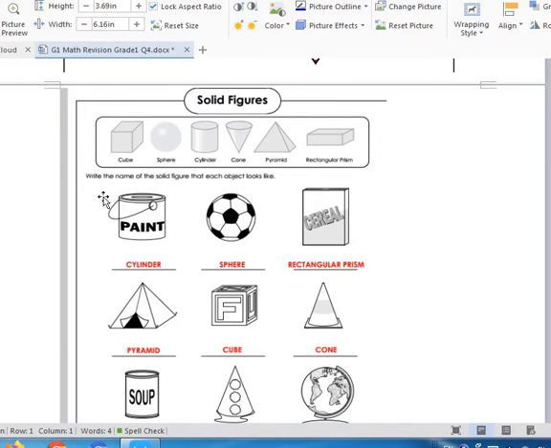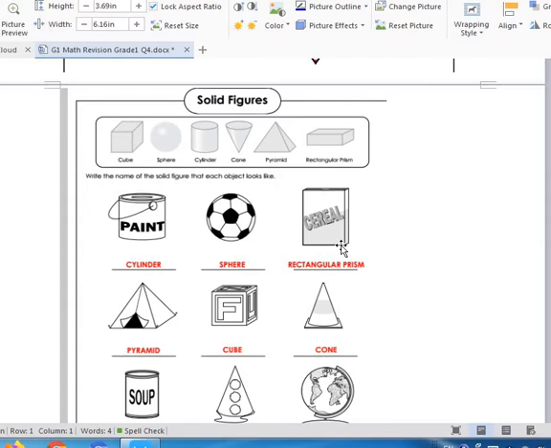Here I have, write the name of the solid figure that each object looks like. I have here the paint can. It's in the shape of a cylinder. Do you remember the cylinder? Okay, it has no vertices, as you remember, and I have here two faces in the cylinder. Okay, I have here the football. It's in the shape of a sphere.